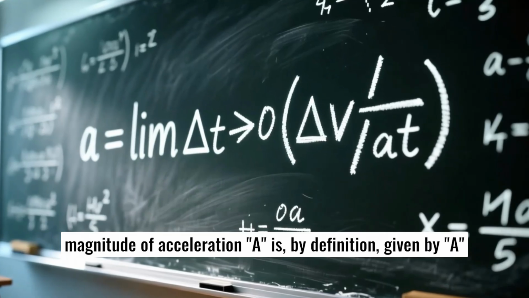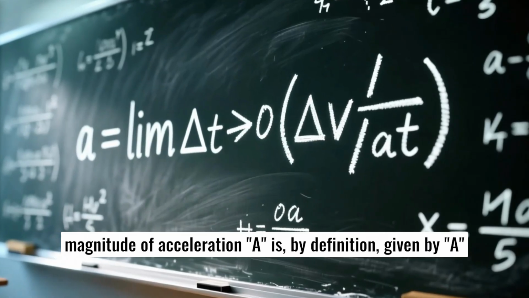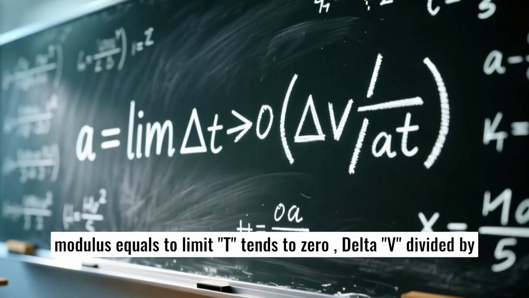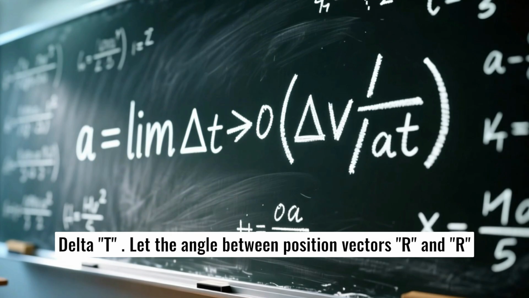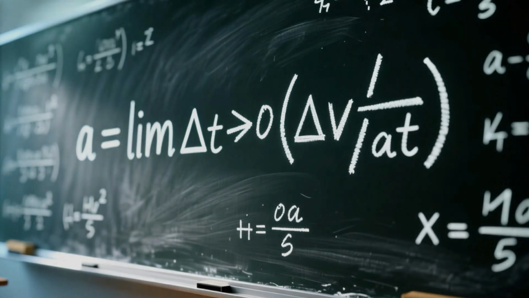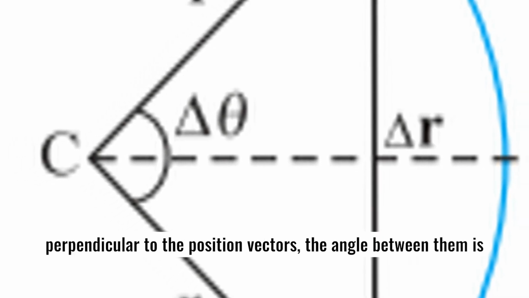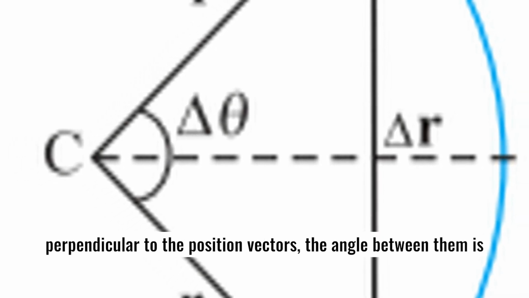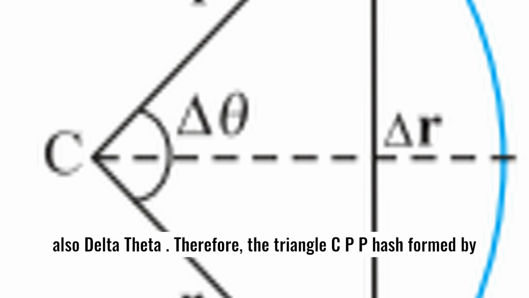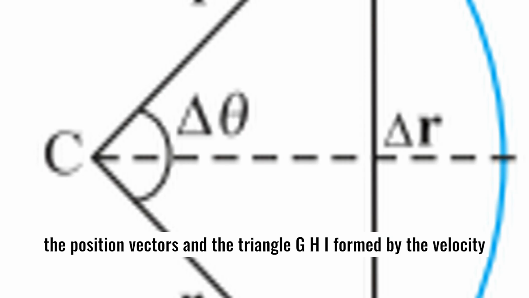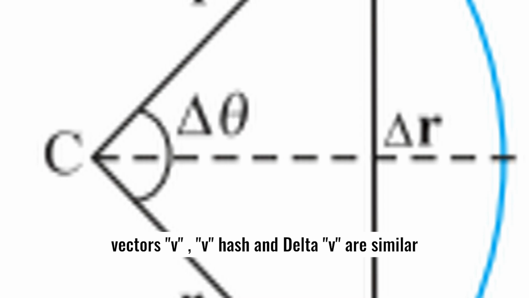The magnitude of acceleration is, by definition, given by modulus of a equals the limit as delta t tends to 0 of delta v divided by delta t. Let the angle between position vectors r and r hash be delta theta. Since the velocity vectors v and v hash are always perpendicular to the position vectors, the angle between them is also delta theta. Therefore, the triangle CPP hash formed by the position vectors and the triangle formed by the velocity vectors v, v hash and delta v are similar.